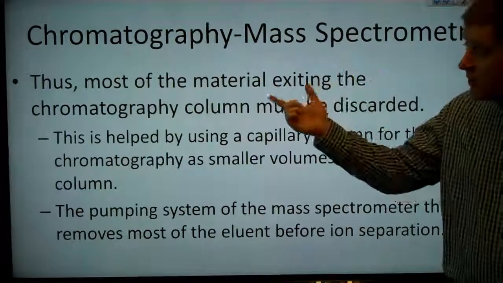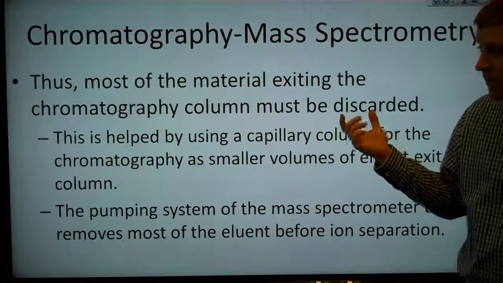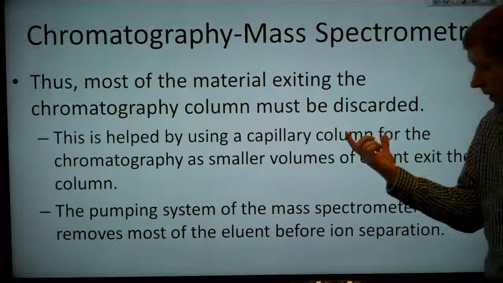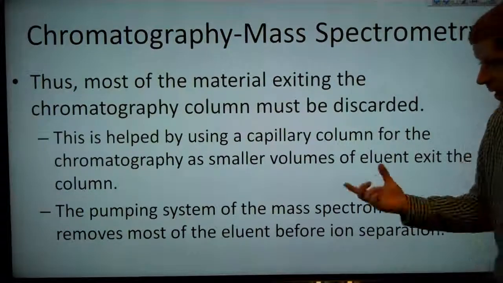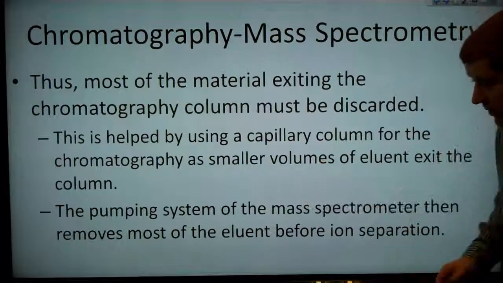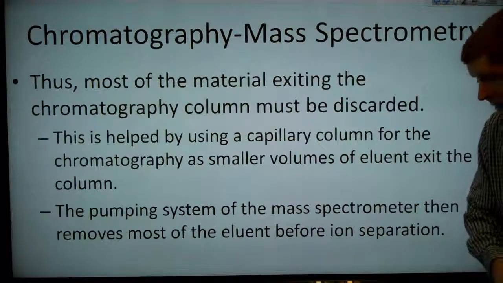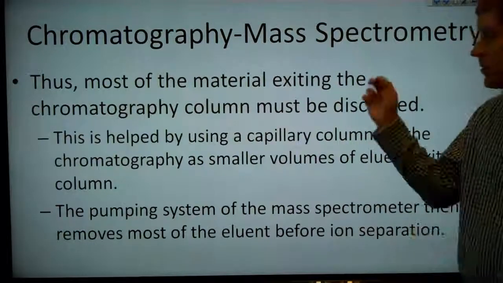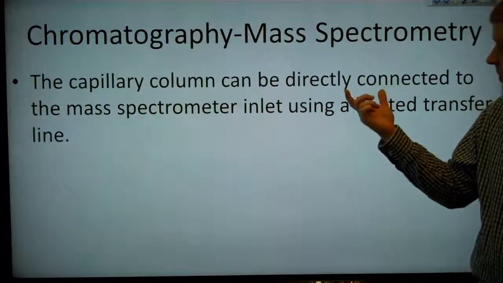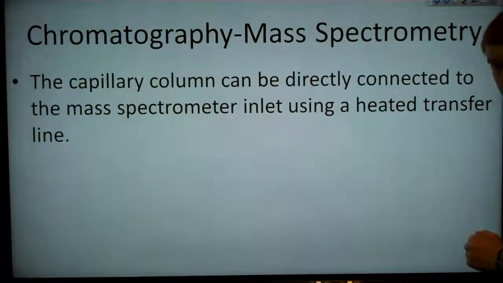And thus, most of the material exiting the chromatography column must be discarded, and this is helped by using a capillary column for the chromatography, as smaller volumes of eluent will exit the column, and the pumping system of the mass spectrometer then removes most of the eluent before the ion separation occurs. The capillary column can be directly connected to the mass spectrometer inlet using a heated transfer line.